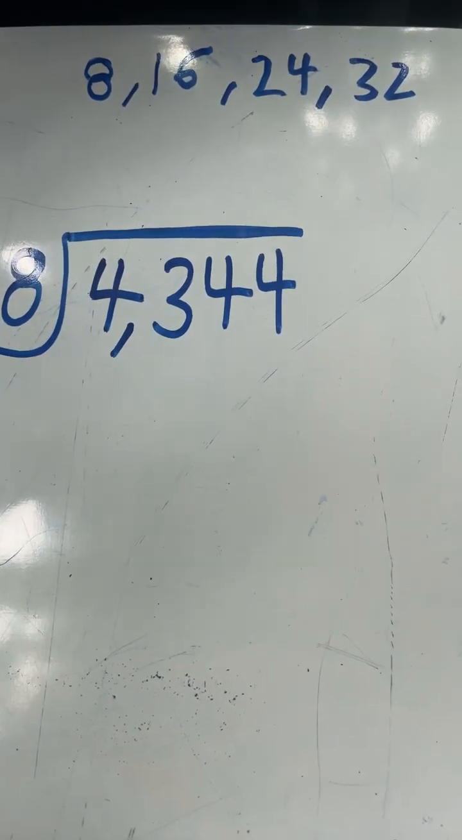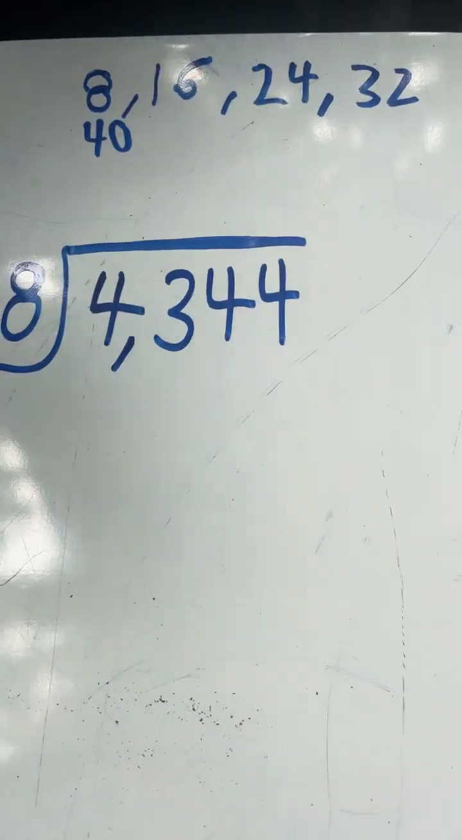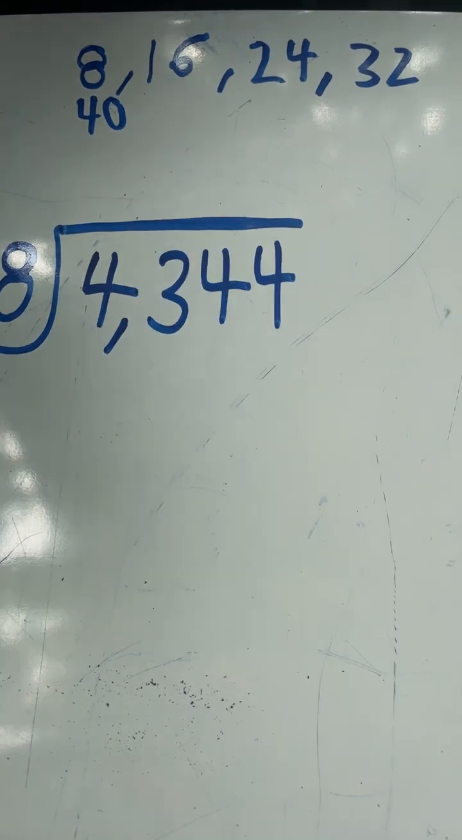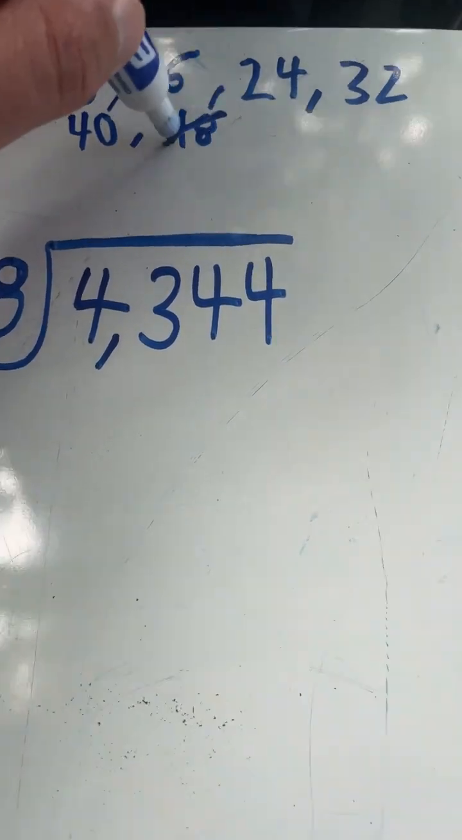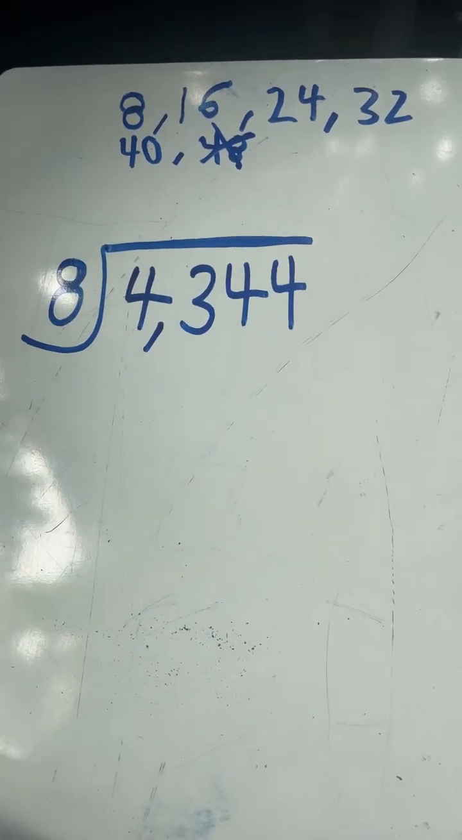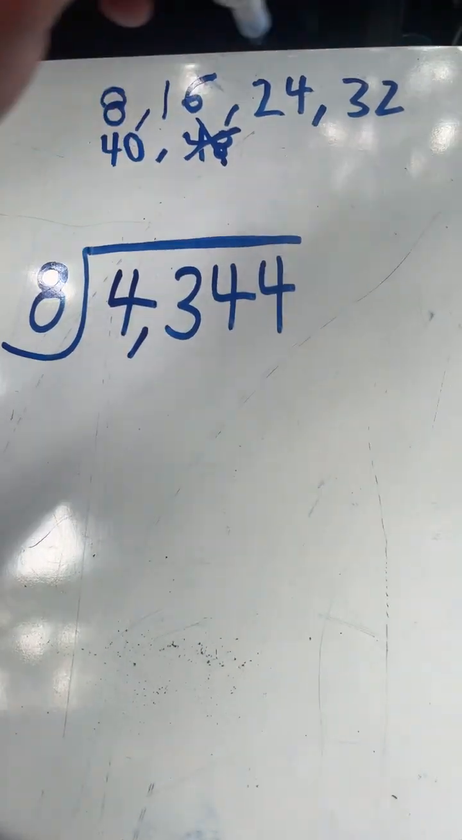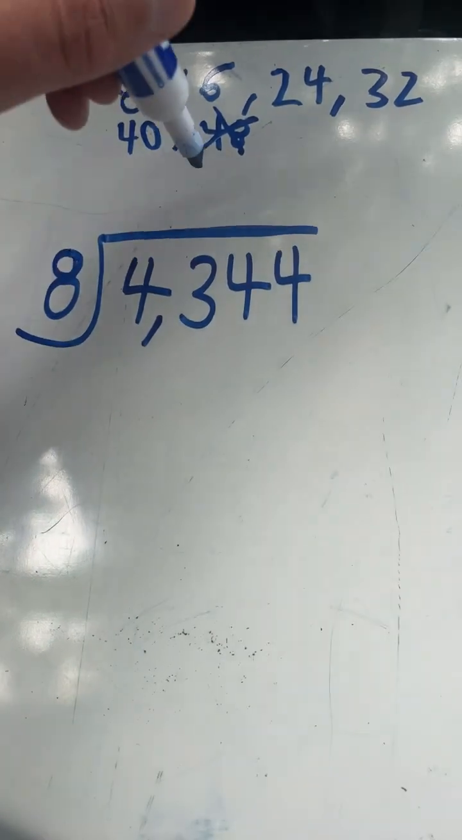32, 4 groups of 8. 40, 5 groups of 8. Now if I count by 8 again, I'll be at 48, which would be too far. 48 is too far, because it would be past the number 43. So I was able to count by 8, 1, 2, 3, 4, 5 times. So 8 goes into 43 5 times.